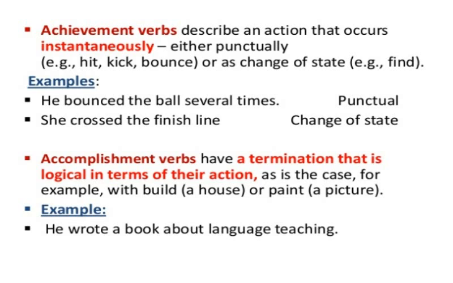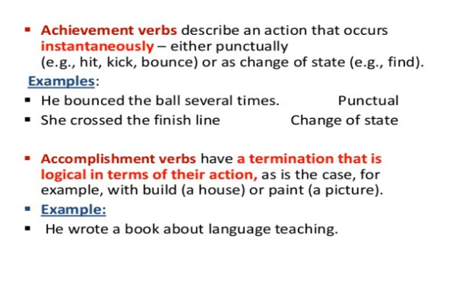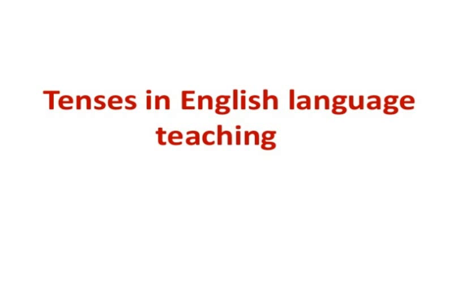Accomplishment verbs have a termination that is logical in terms of their action, as is the case, for example, with build a house or paint a picture. For example, he wrote a book about language teaching. Tenses in English language teaching.